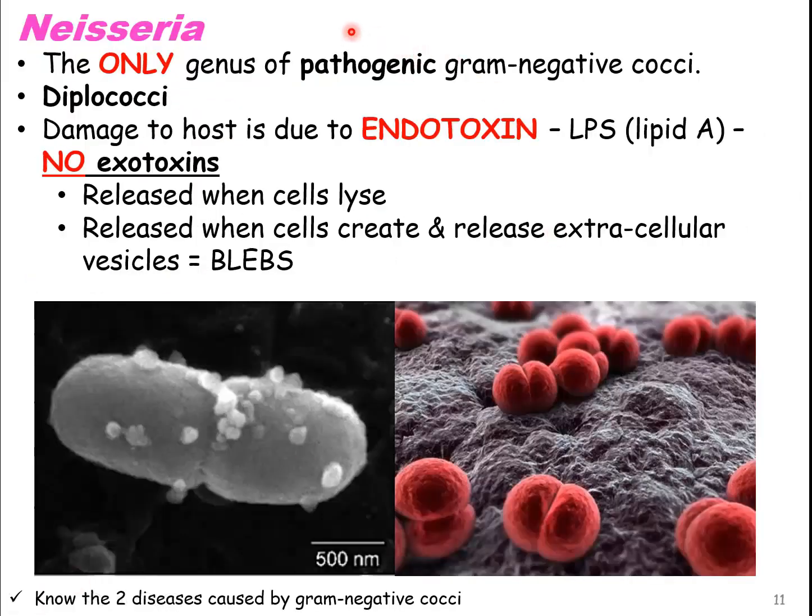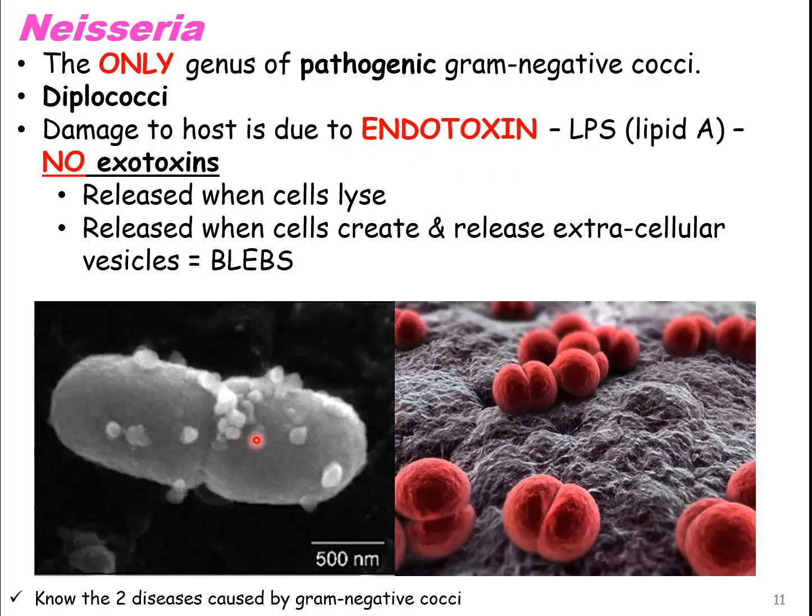All right, so our only genus of pathogenic gram-negative cocci are the Neisseria. They are diplococci. They kind of look like two coffee beans kissing because they divide in that one plane. Strangely enough, both of these diseases, which we'll talk about in a second, do not make any exotoxins. So their damage is strictly from their endotoxin and then our immune response.